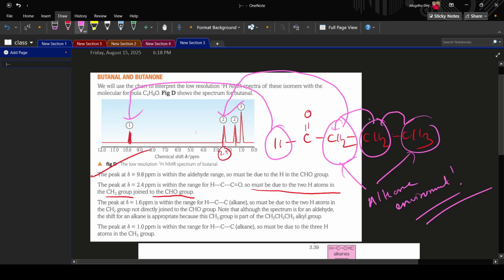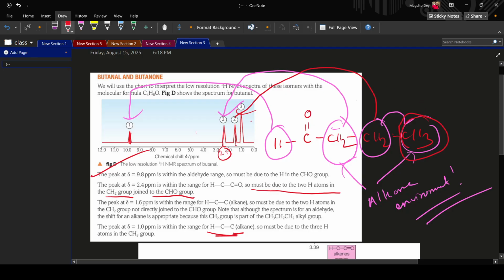Rakshit, are you understanding why this CH2, why not this CH2, sir? Okay, so this one goes there. And the last one is, I guess, pretty simple. The peak at 1.0 is within the, again, the same thing. So you can understand this one.